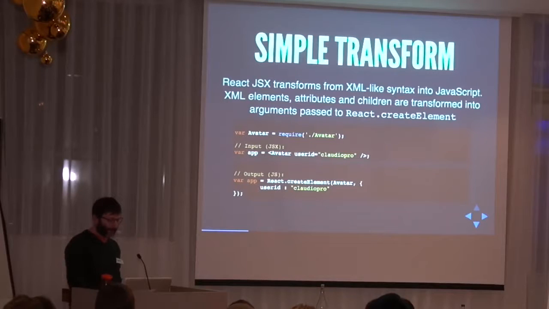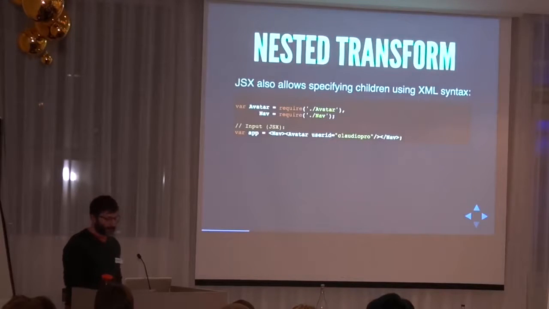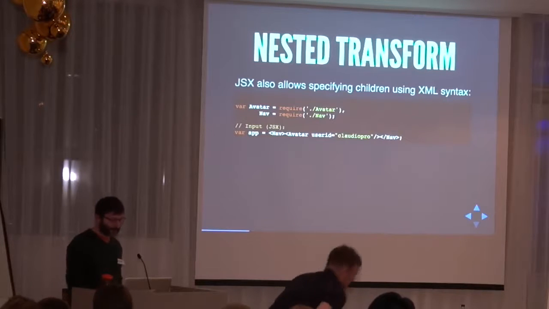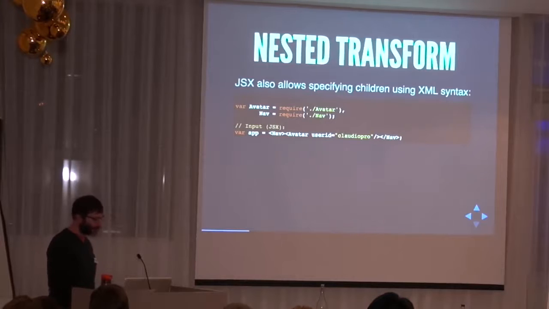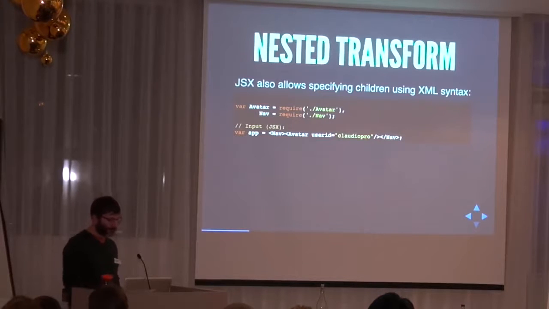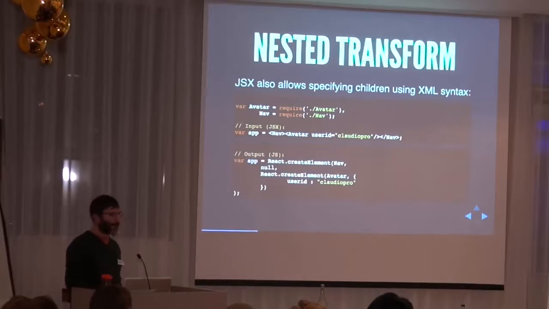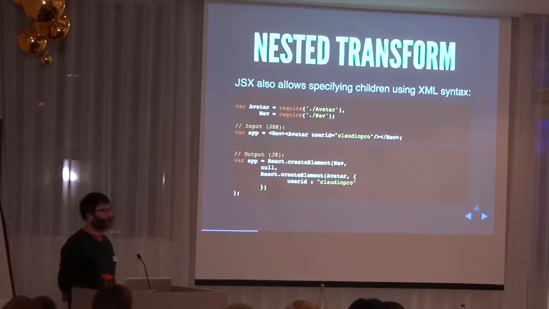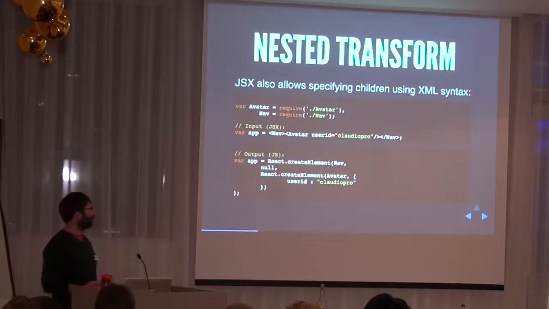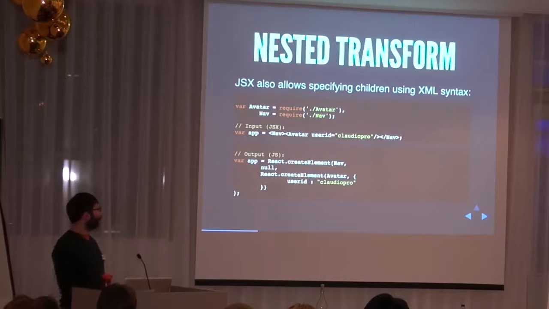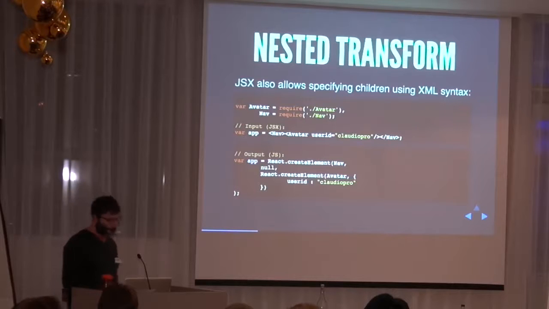is passed as the second argument to createElement. The transform is also applicable to nested structures, like we saw in React Router. You could have arbitrarily deep structures of JSX, so you could compile a string or a JSX expression like this. It is actually rendered as a hierarchical creation of two elements. So one external nav that has a null text content, and then another element inside it of class Avatar, and then the usual properties that we saw in the previous example.